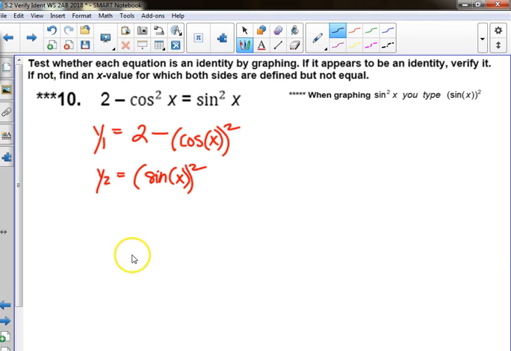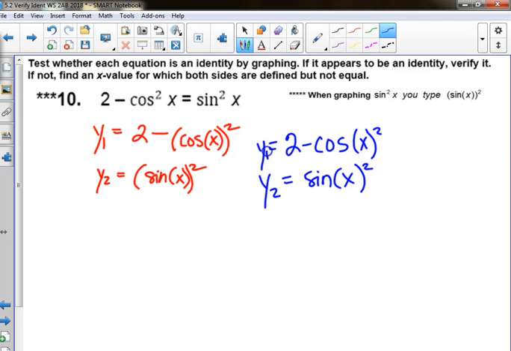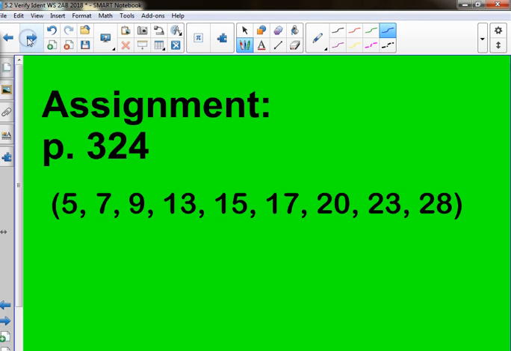Okay. This one you would have to type in like this. On your calculator, it will actually work if you type 2 minus cosine of x and just put the squared out here. And y2, you type sine of x, just put the squared out there. Do you think that's going to be the same? No, because 1 minus cosine squared is sine squared, right? So this is going to be a no, doesn't work. What it says is find a value of x for which it's not equal. I didn't put any of these on the quiz anyway, but there's, I think, one or two on the homework where you have to type it in. It's always good to be able to type it in.